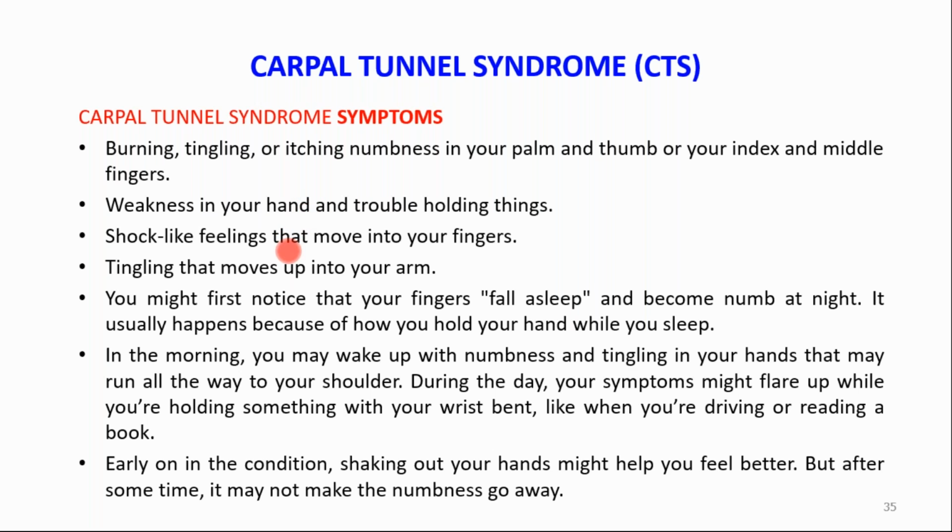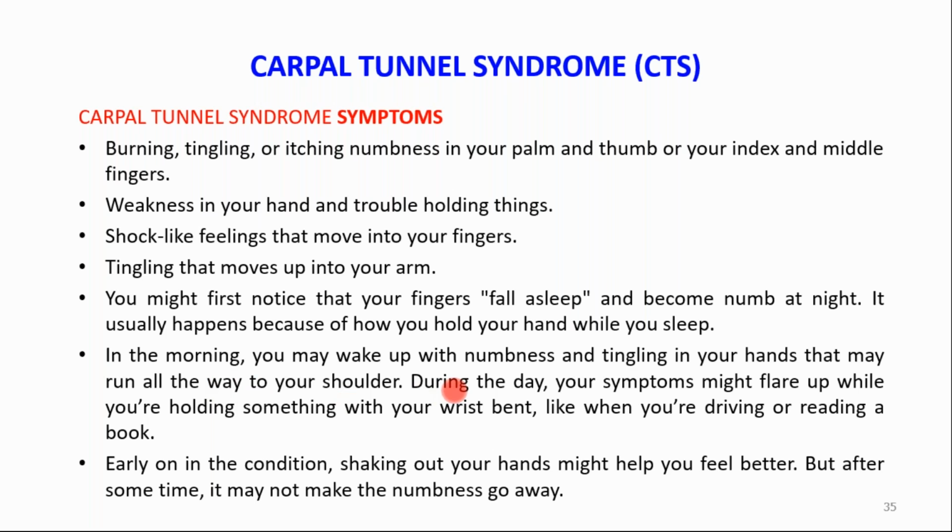Then shock-like feelings that move into your fingers, then tingling that moves up into your arm. You might first notice that your fingers fall asleep and become numb at night. It usually happens because of how you hold your hand while you sleep. So that depends on the pressure on the median nerve. If the pressure is more, then you may suffer from these different symptoms and signs. In the morning, you may wake up with numbness and tingling in your hands that may run all the way to your shoulder.